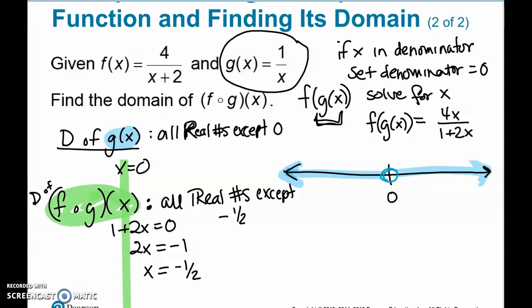Remember, we're looking at the composite. Notice how we did not do the domain of f, because we want to know the inner function, and then after you compose them, we're concerned about that, not the outer function.